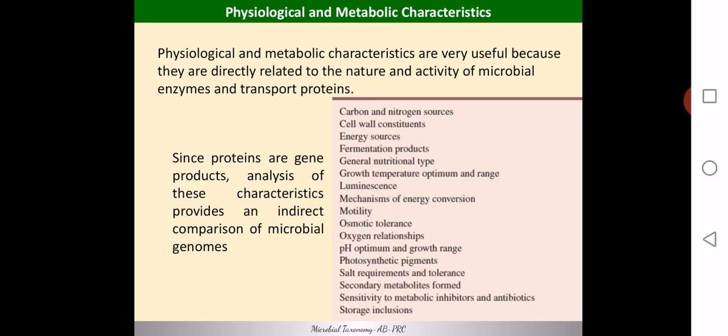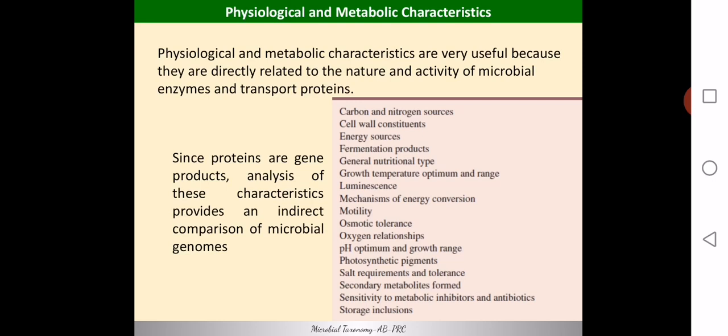Then that means this analysis is an indirect comparison of the microbial genome itself, right? And these are the listed characteristics under the physiological and metabolic characteristics. Like most of these things we might have studied in the previous sessions, like carbon and nitrogen source, cell wall constituents, like whether there is peptidoglycan or not, or there is any other difference. Then energy source, based on the energy used, we have classification of organism. Then the fermentation, then the nutritional types, whether they are saprophytes, pathogens, or symbiotic. In that way we can categorize.